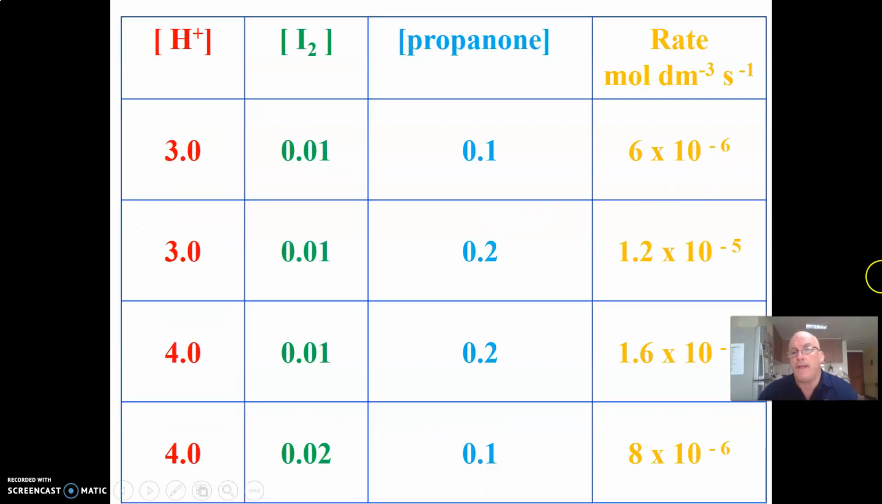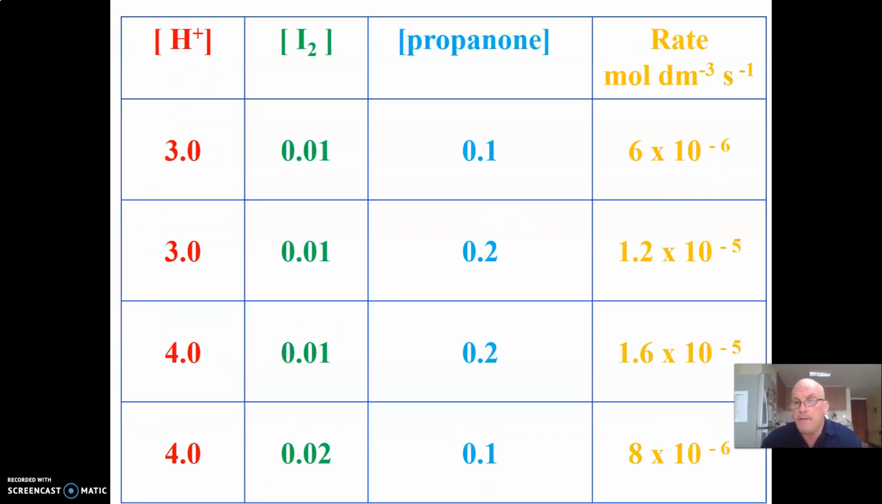Now here's some actual data, and you've been studying how to use kinetic data in a previous video. So you can see here, for example, that H+ is kept the same, iodine is kept the same, propanone is doubled, and reaction rate doubled. So the immediate conclusion is that the order with respect to propanone is 1, first order.